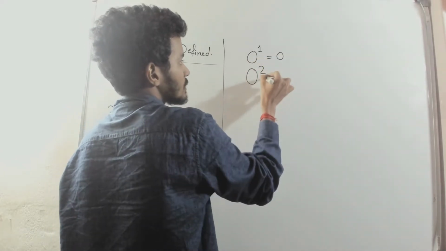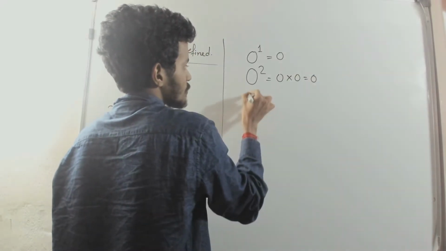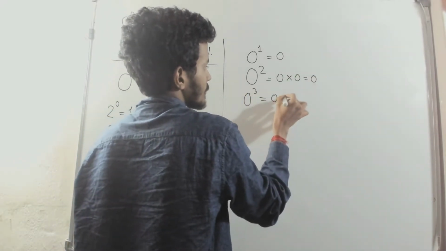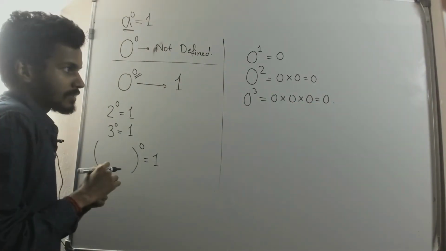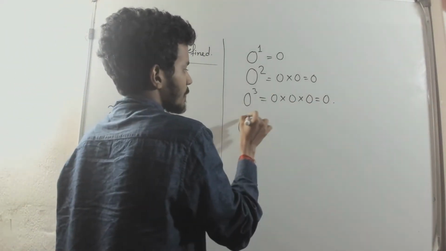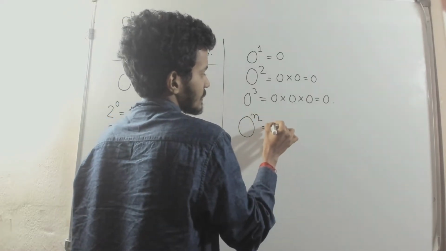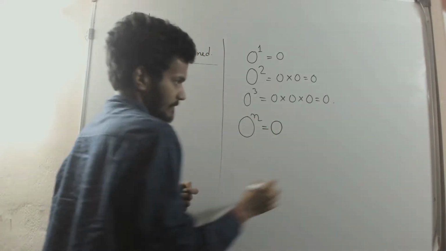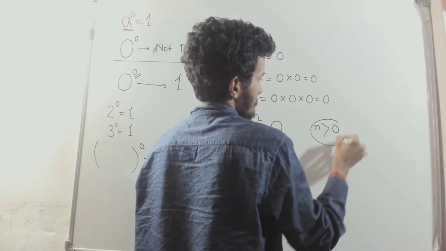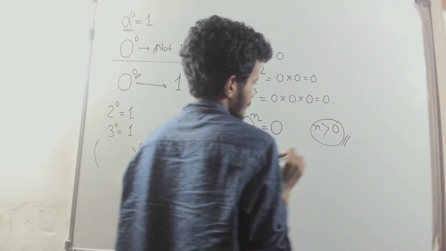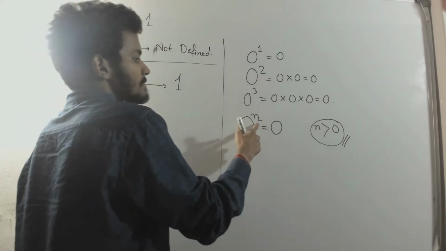Okay, but whenever we write 0 to the power 1 or 0 to the power 2, that means 0 into 0, that is 0, or 0 cube, that is 0 into 0 into 0, that is 0. So whenever we write 0 to the power n, that is 0 to the power something, that is always 0. Obviously here n should be greater than 0. We'll discuss later why n should be greater than 0.